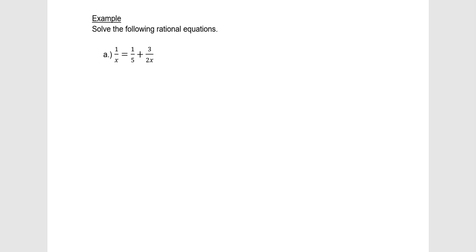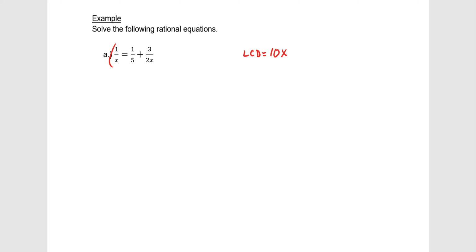So this first one, we have 1/x = 1/5 + 3/(2x). So first we have to find the LCD. And the LCD here, it's good to start with the coefficient. So the LCD of 2 and 5, the least common multiple of 2 and 5 is going to be 10. And then for the variables, we only have an x and an x. So that's just going to be another x. So the LCD is 10x.